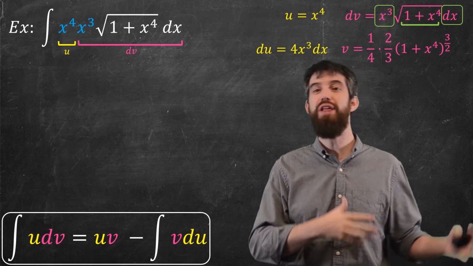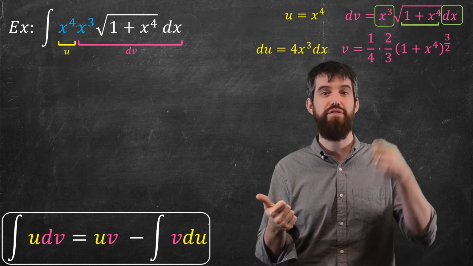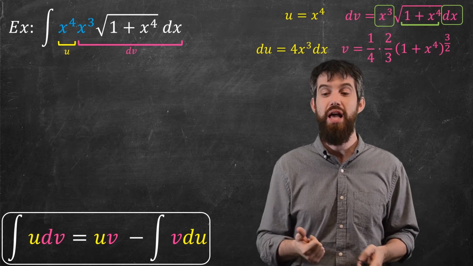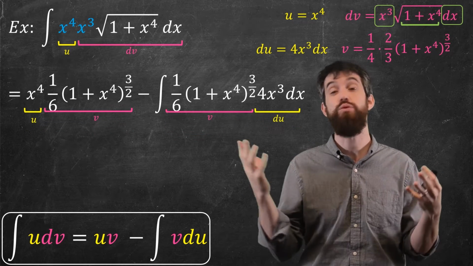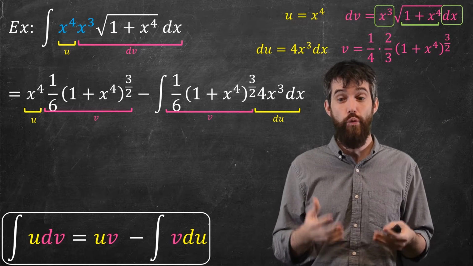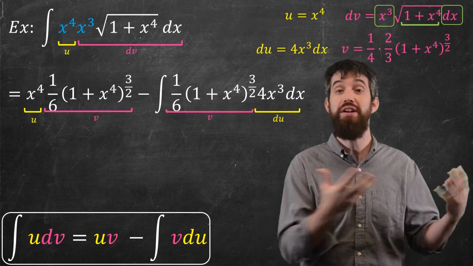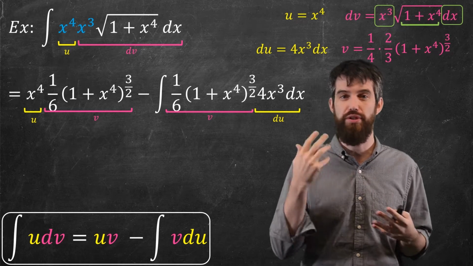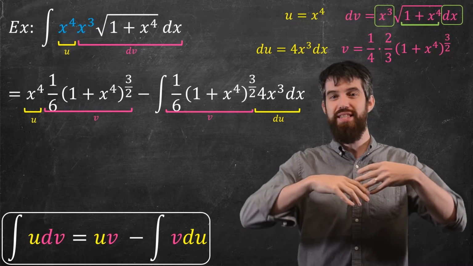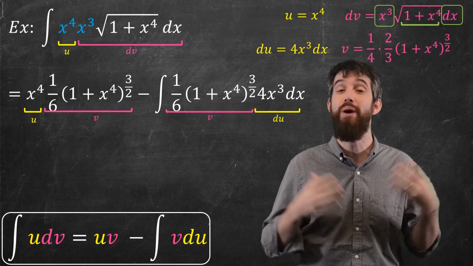Well, now that I've done that little u substitution, I've got my u here, I've got my v for the integration by parts formula. I can put them all in, and this is what I'm going to be getting. Now, this is some progress, but I still have one more integral that I have to do. I have to do this integral now of 1/6. That was, by the way, the 1/4 times the 2/3. And then I have this thing to the power of 3/2, and then I also have a 4x cubed floating around. Well, how do I do that?